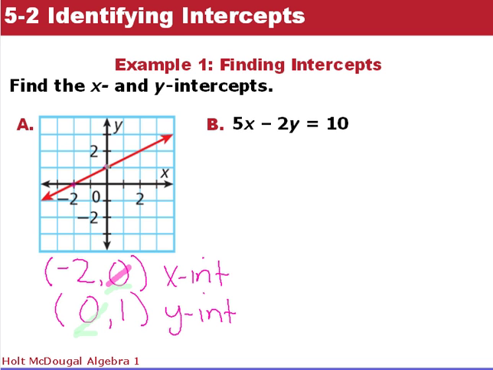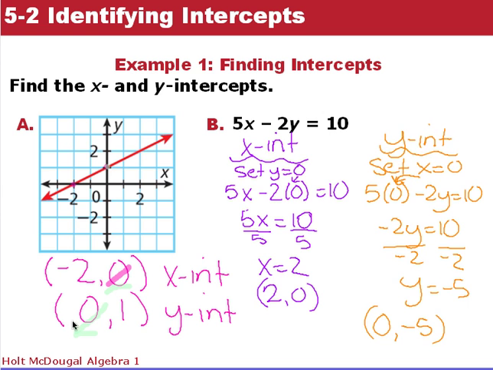Now let's look at B. 5x minus 2y equals 10. So for B, we have 5x minus 2y equals 10. To find our x-intercept, again, we set y equal to 0. So substitute 0 in for y. You can also think about this as covering up, since this term is going to go to 0, so we get 5x equals 10. Divide both sides by 5, and you get x equals 2. So the ordered pair is 2, 0, the x-intercept.